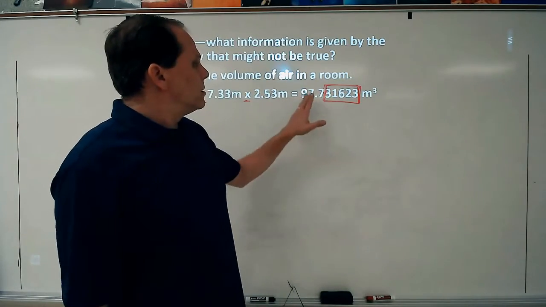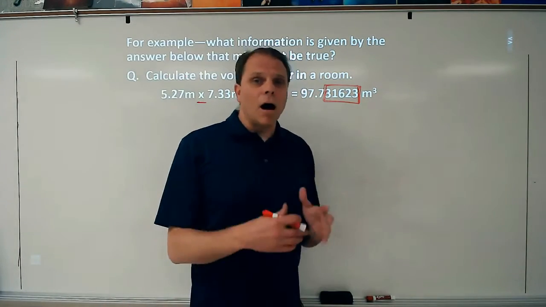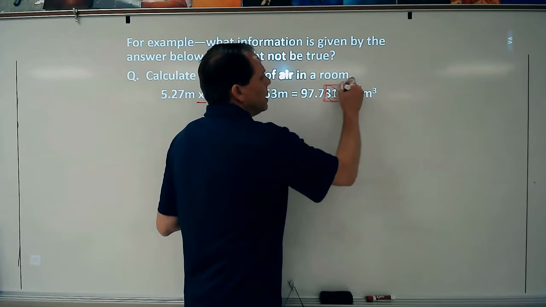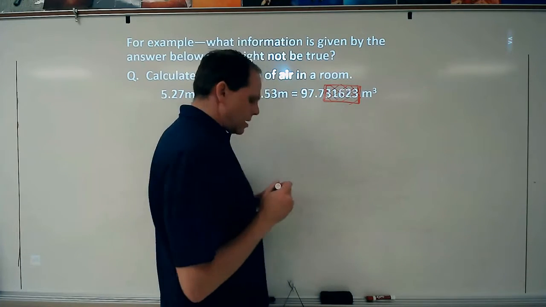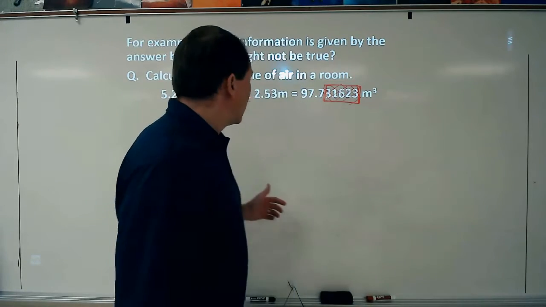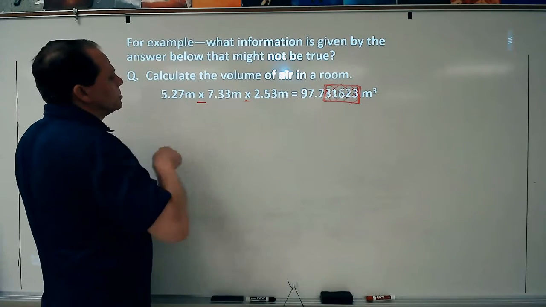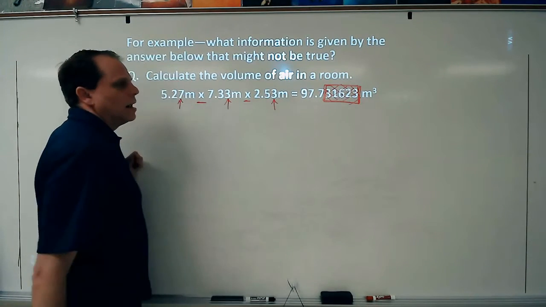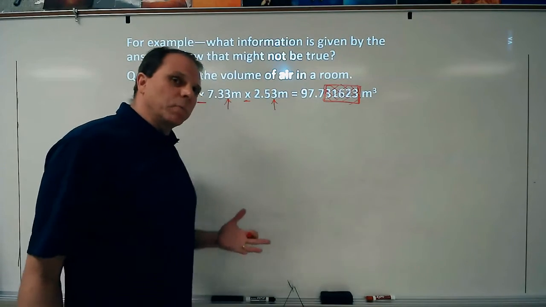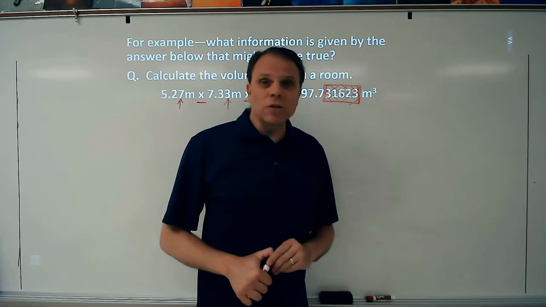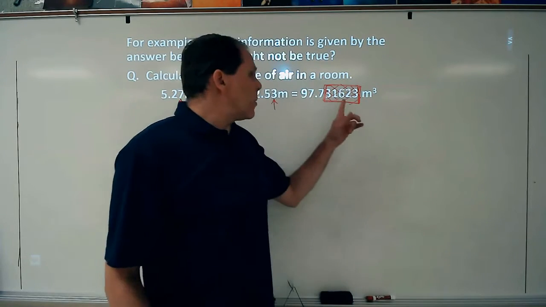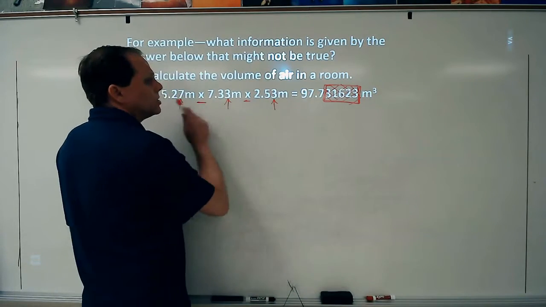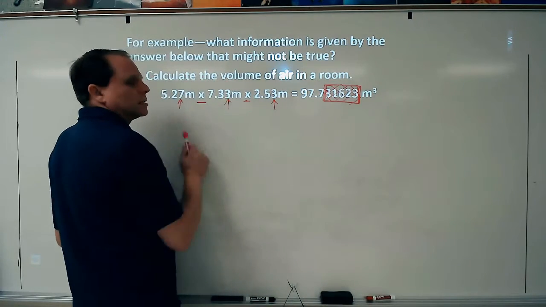Now, in math, 97.731623, all those numbers mean something. But in science, those last numbers, they're garbage. They don't mean anything, okay? That's data that's not necessarily true. Because I measured to the 100th place there, the 100th place there, and the 100th place there. How in the world am I going to go all the way to the millionth place in my final answer? I don't have a tool that measures to the millionth place. And so that's why all those numbers there are bogus. They're baloney. Because I cannot get you more precise than my least precise measurements.